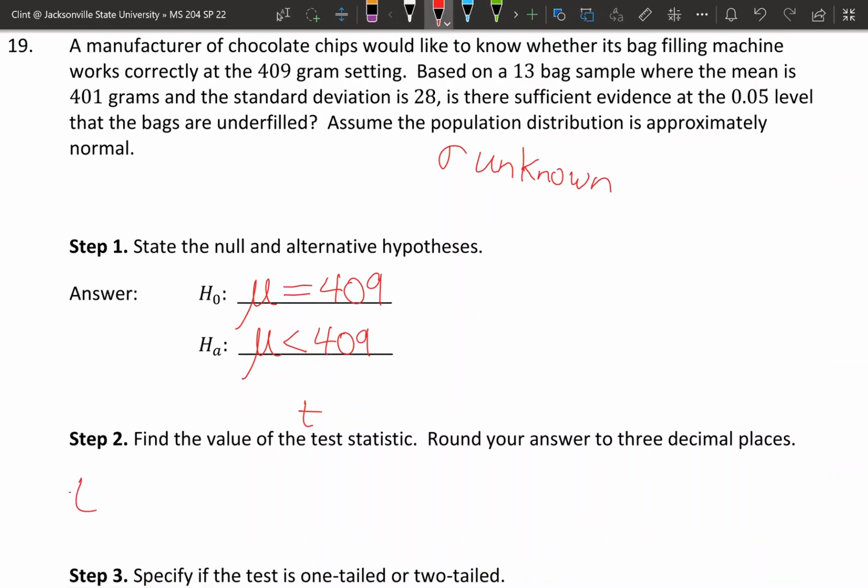And to find our t-test statistic, we'll have, let's see, a 13 bag sample where the mean is 401. So 401 minus 409 over our sample standard deviation, which is 28, divided by the square root of our 13 bag sample. Let's see what we get there. I'm getting negative 1.030.